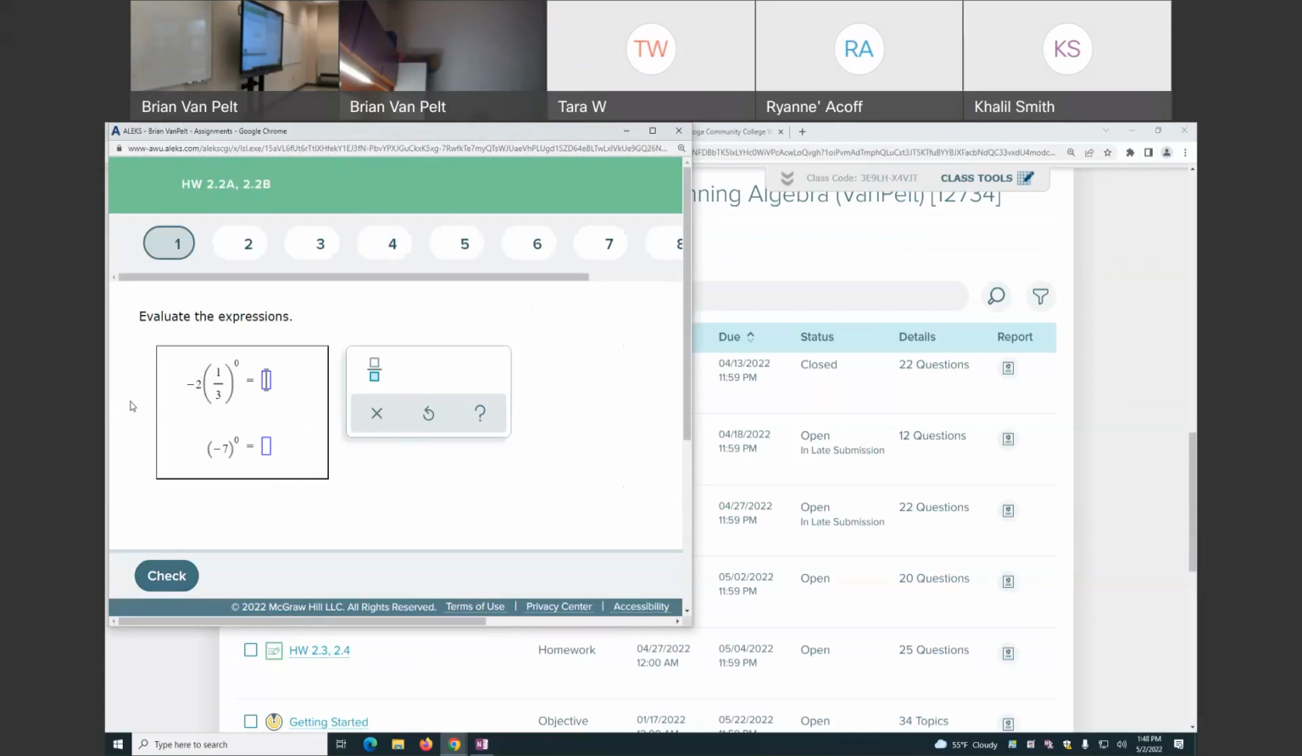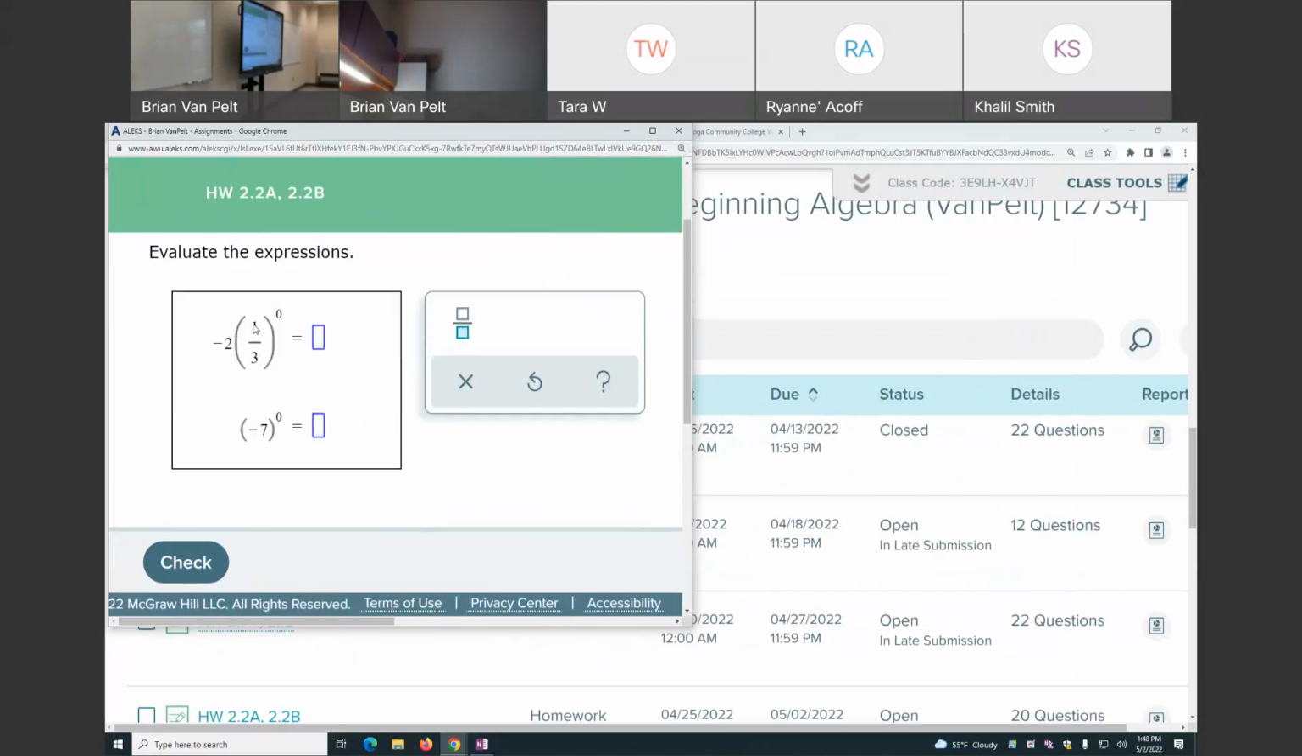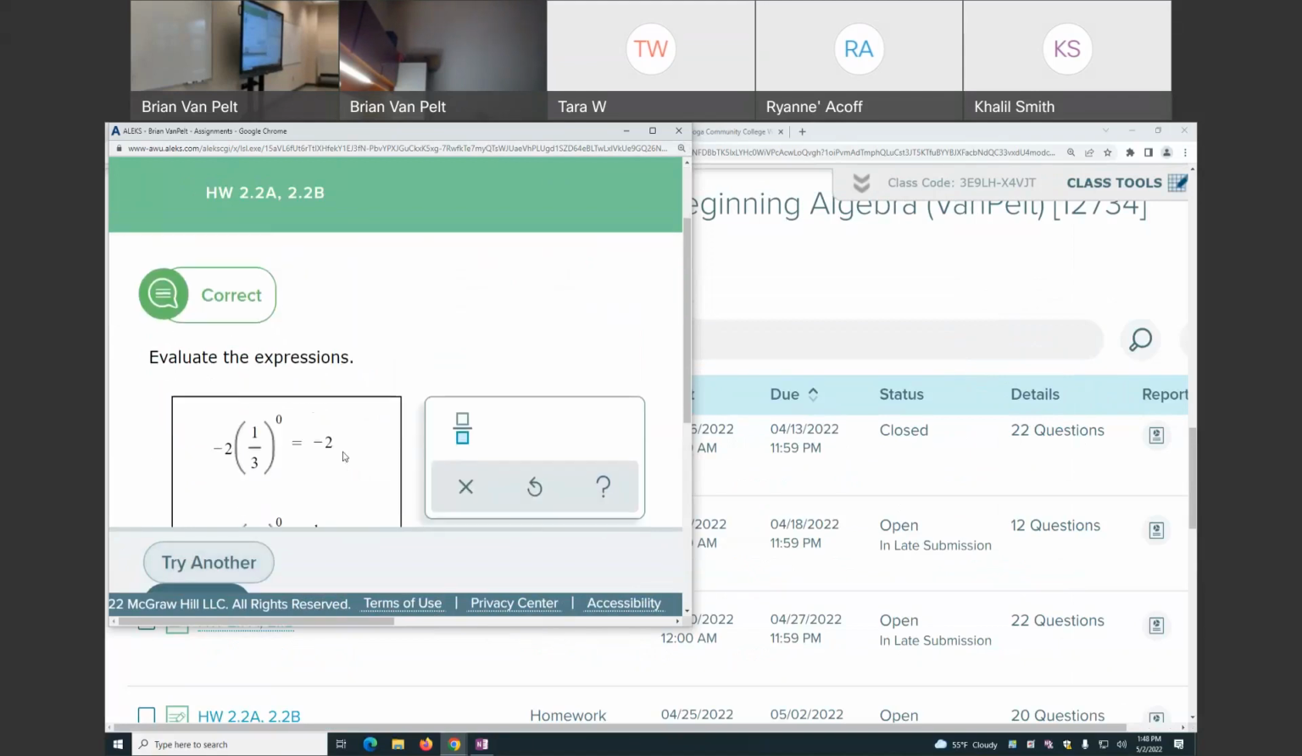What about these things? Any number raised to a 0 is what? Except for what number is not allowed? Right, you cannot do 0 to the 0. Can you tell me what the answer is for the first, where the cursor is blinking right now? Because this whole piece, 1/3 raised to the 0 is how much? 1. So you have -2 times 1. How about the second one? What do you think that answer is? So remember your 0 exponent rules.